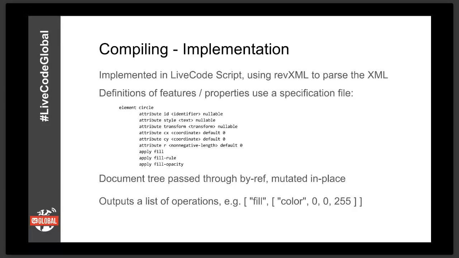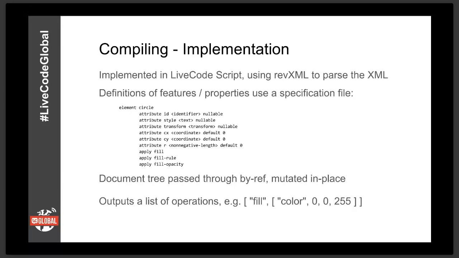The implementation compiler uses byref parameters to pass through the document tree, which, as I said, was an array. So that means we actually mutate it in place, which means it's quite efficient and a little bit more convenient than threading through and rebuilding the tree each and every time. It's something I found LiveCode is particularly good at.